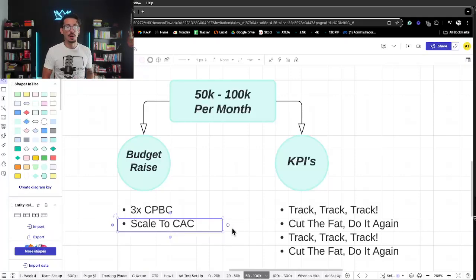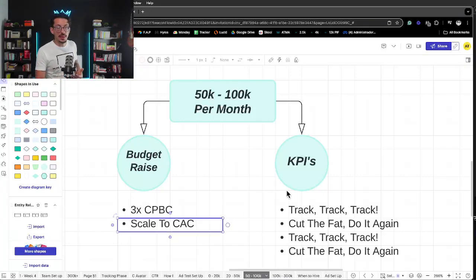But before that, I would try to scale to 2x, 3x of cost per book call. Once that's working, especially if you have a 30% closing rate and you're booking 3 calls a day, you should be able to close 1 person. It doesn't mean that you're going to close one every day, but when the week ends, it should be averaging to like a person a day if you're booking 3 calls a day.